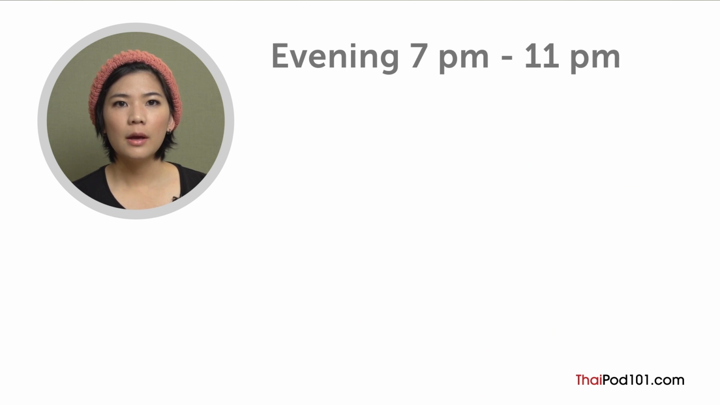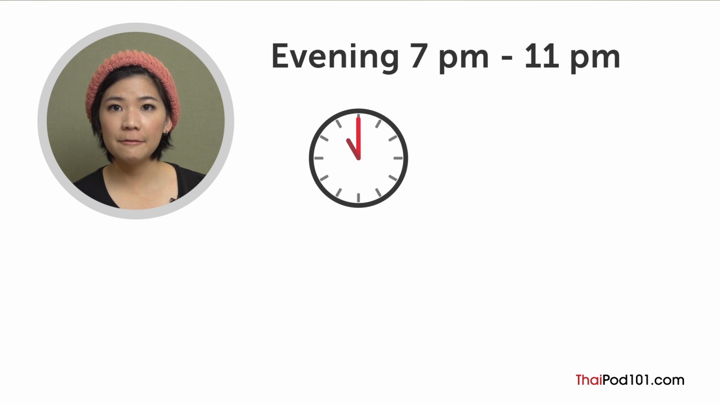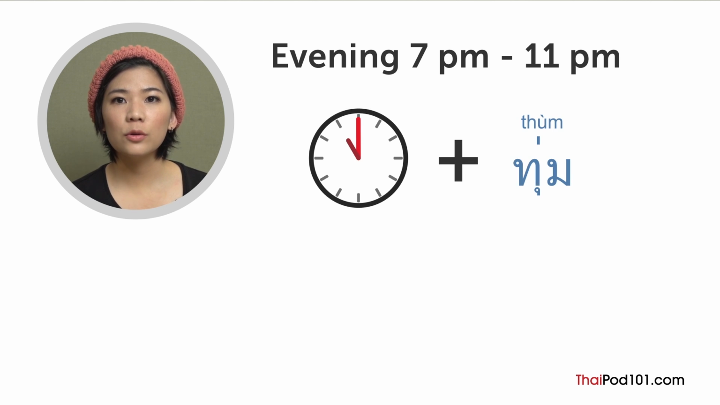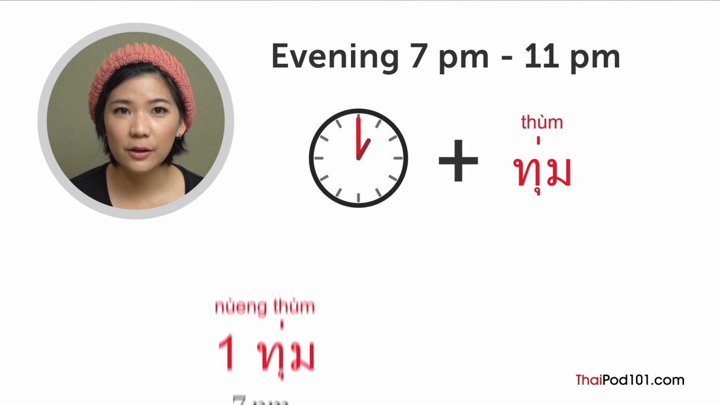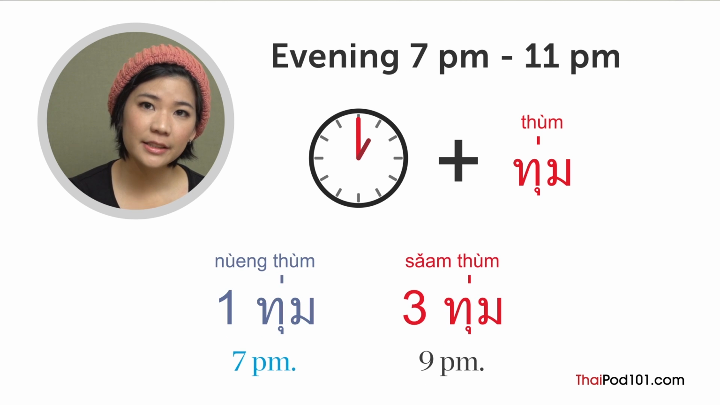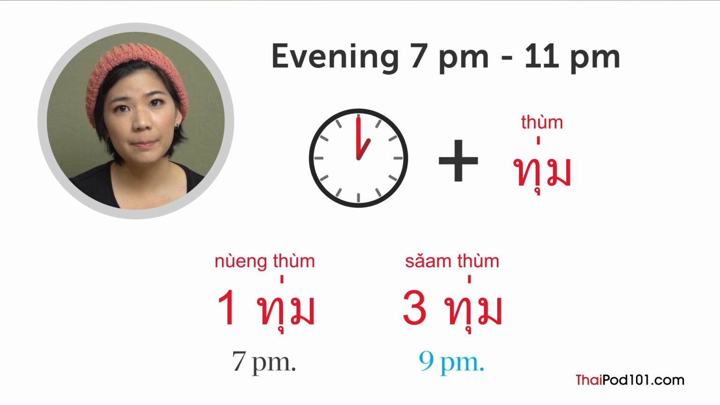In the evening, between 7 p.m. and 11 p.m., we use the word ทุ่ม and we restart the clock to 1 again. So, for 7 p.m. it's 1 ทุ่ม, 9 p.m. is 3 ทุ่ม, and so on.